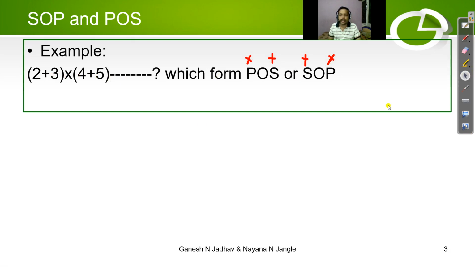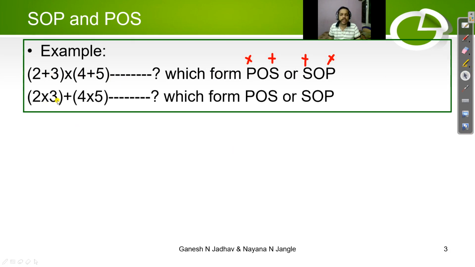Next equation is 2 into 3 plus 4 into 5. We have to recognize whether this is a POS or SOP. You can pause the video and recognize the type of equation. Hope you recognized your answer correctly.